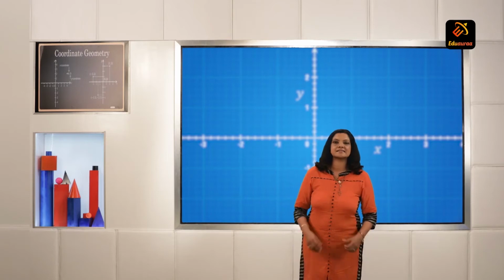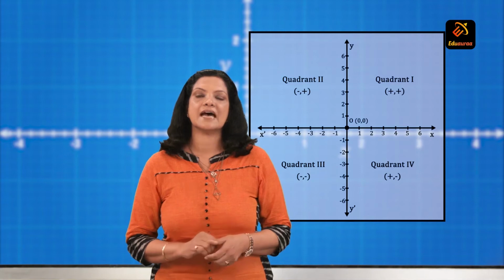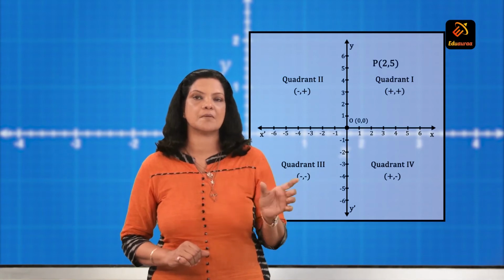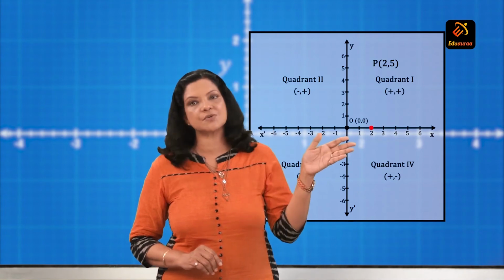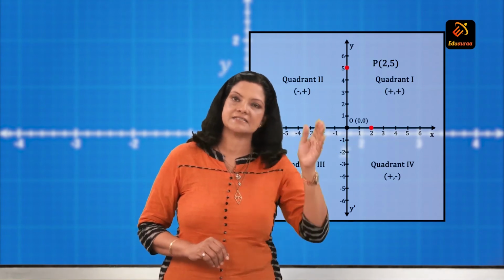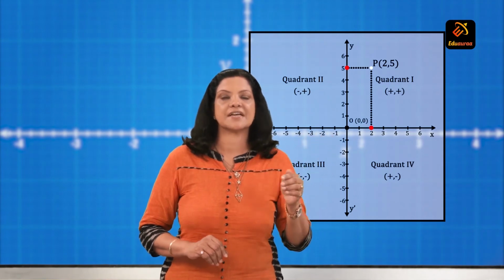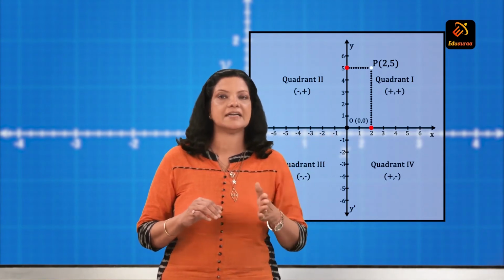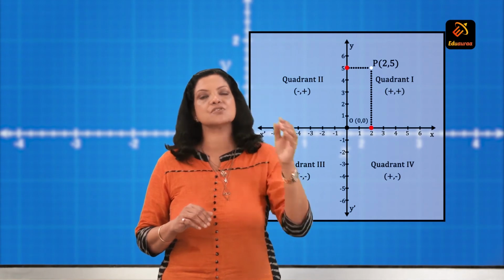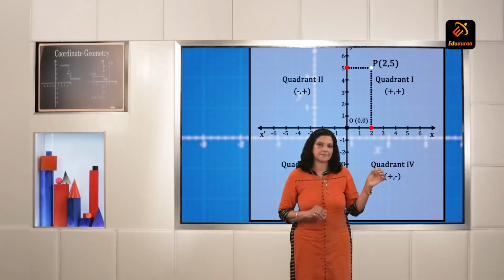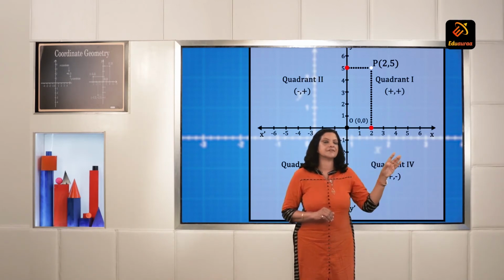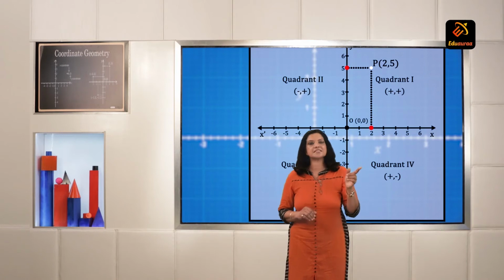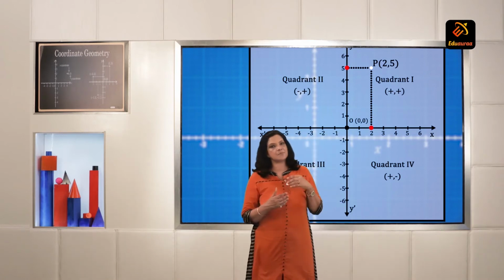Okay, next let us discuss the sign convention of the 4 quadrants. For that, let us consider a point, say (2, 5). So for this point, the distance from the y-axis is 2 units and the distance from the x-axis is 5 units. So we have to take the distance along OX as well as along OY. So we will reach the point (2, 5). So from this we can conclude that all the points in the first quadrant will have the abscissa as well as the ordinate positive.